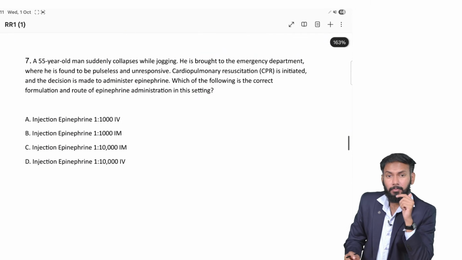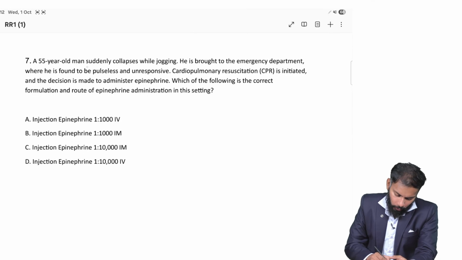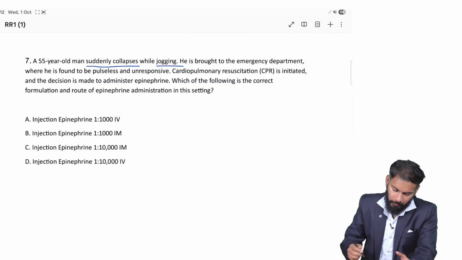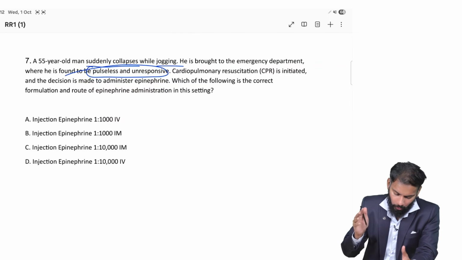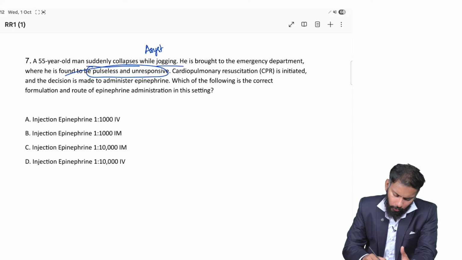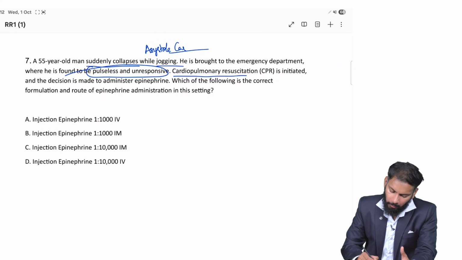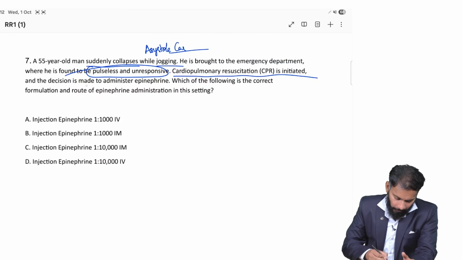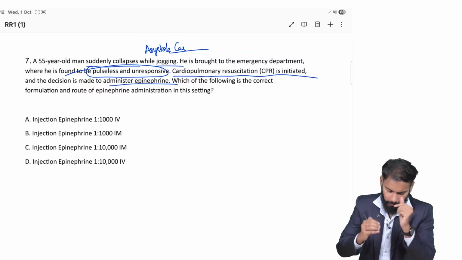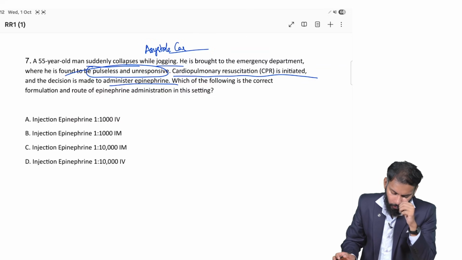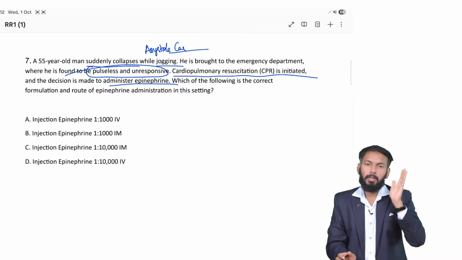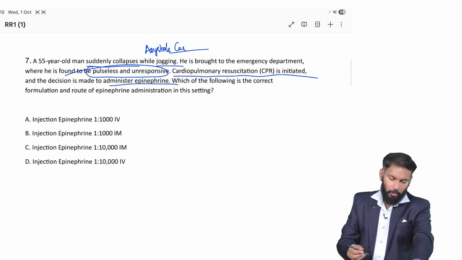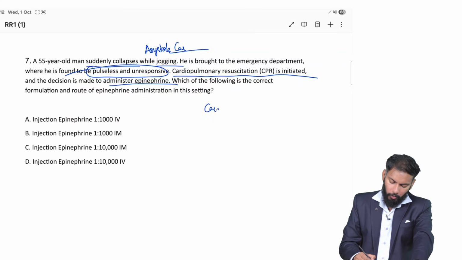Good. Now, next one. A 55-year-old man suddenly collapsed while jogging, okay, and is brought to the emergency department where he is found to be pulseless and unresponsive. So he has gone into asystole. You can say cardiac arrest. Cardiopulmonary resuscitation, CPR, is started, and the decision is made to administer epinephrine. Common sense, cardiac arrest, epinephrine. Which of the following is the correct formulation and route of epinephrine administration in this setting? If you already know the answer, try to remember it in your head itself, because seeing the options you might get confused. Cardiac arrest, you already know.